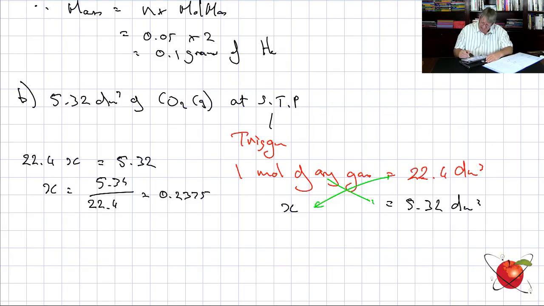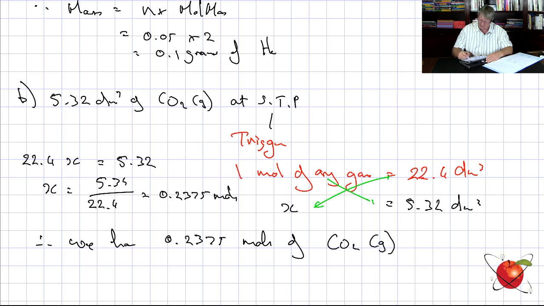If you've done these with me in the sessions, you'll see that's what we do. We cross multiply. We put down what we're given, 1 mole, 22.4, and then if we're given moles or decimeters cubed, the one we don't know we call X, and we cross multiply to find out what X is, either moles or decimeters cubed. Here it's going to be moles. Therefore, we have 0.2375 moles of CO2 gas.